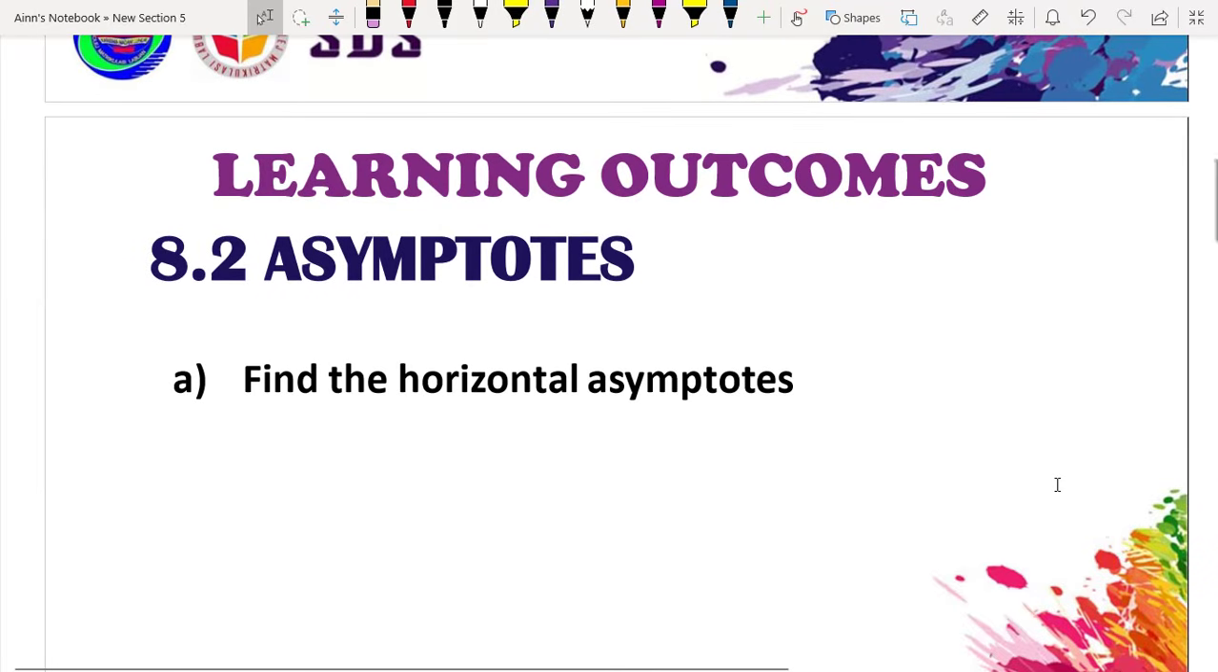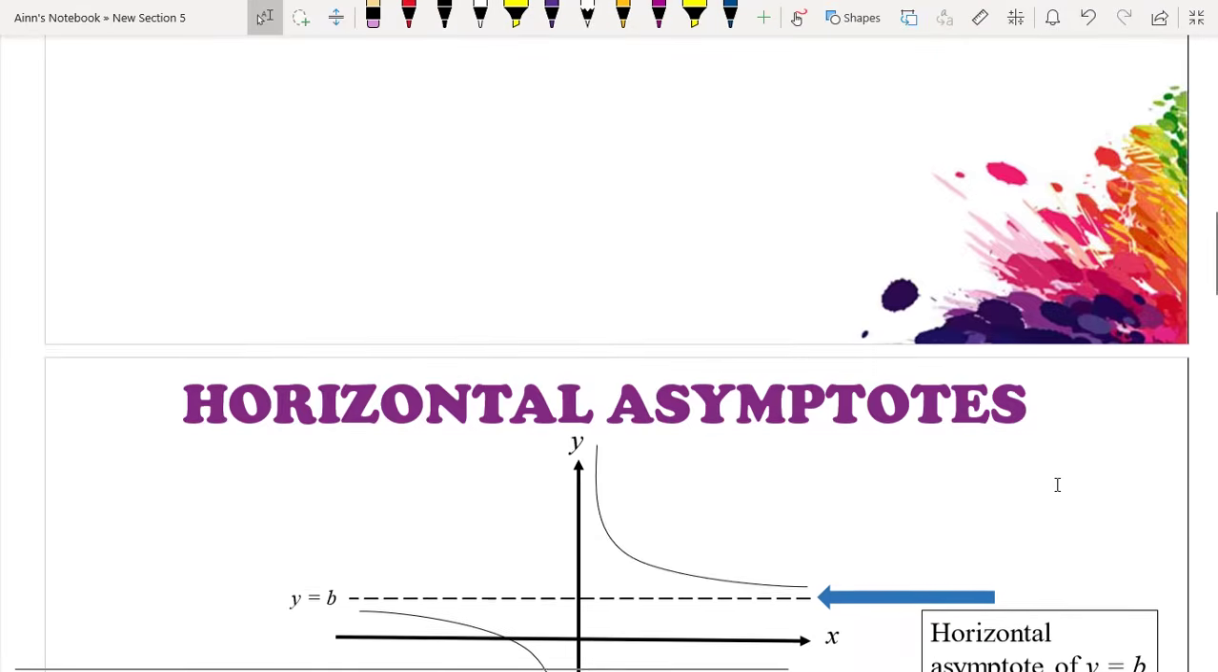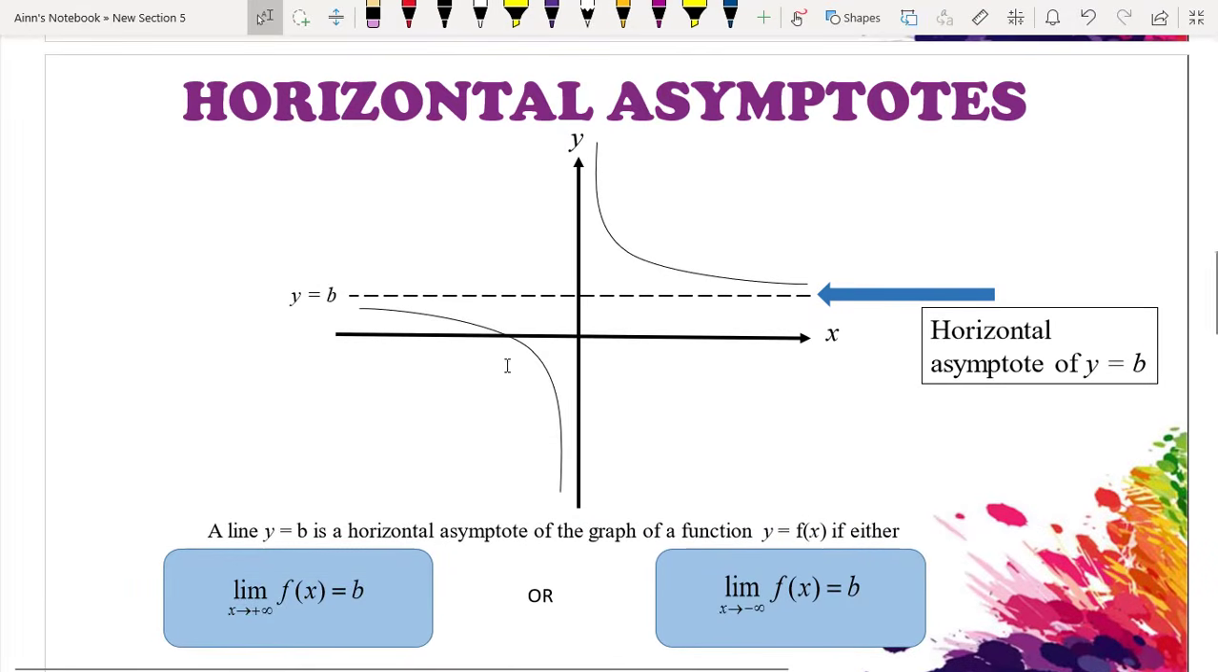In this video, we will learn about 8.2 asymptotes, which is to find the horizontal asymptotes. As you can see here, this is your horizontal asymptote, which is y equals b. A line y equals b is a horizontal asymptote if either the limit of f(x) as x approaches positive infinity equals a constant, or the limit as x approaches negative infinity of f(x) equals a constant.